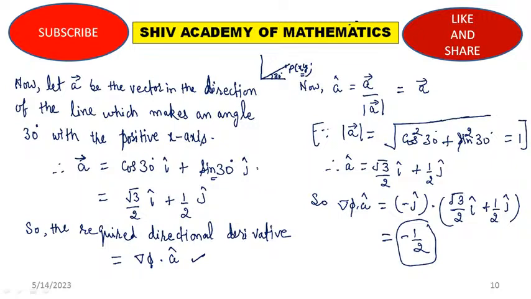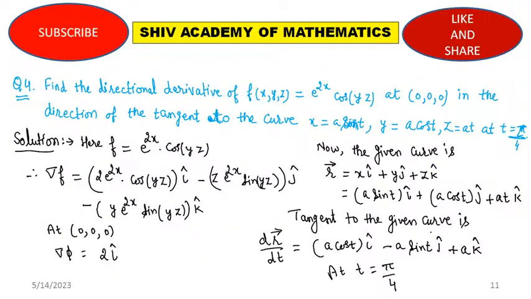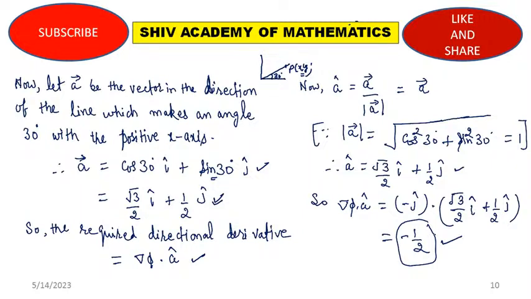The magnitude of A we find from this: it is the square root of cos square 30 degree plus sin square 30 degree. So it is 1. You can find it from this also, but it is an easy way to compute from cos 30 plus sin 30 degree. So A cap is again root 3 by 2 i cap plus 1 by 2 j cap. So we do the dot product of del phi with this A cap. We get minus j cap dot root 3 by 2 i cap plus 1 by 2 j cap. So finally its answer is minus 1 by 2.